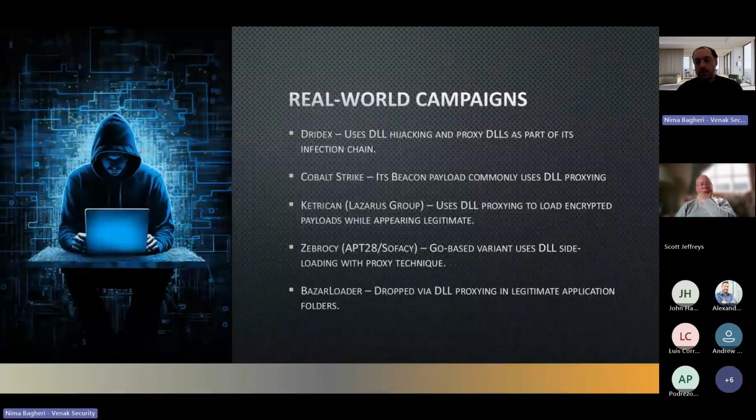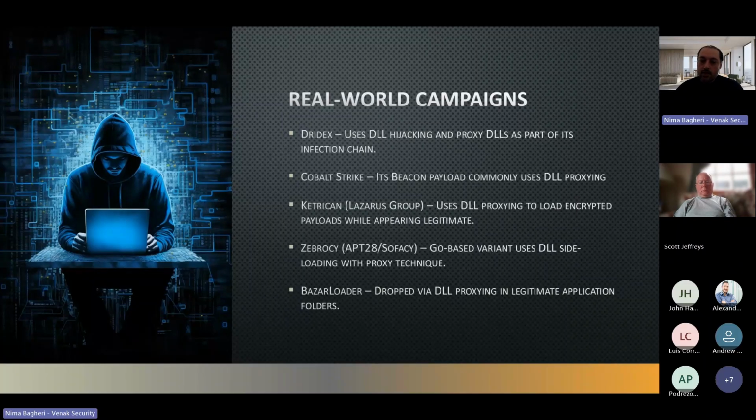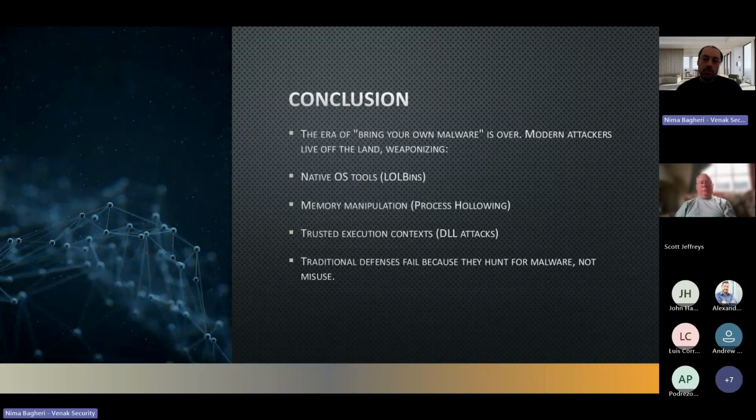Real-world campaigns using DLL proxying or DLL hijacking: Cobalt Strike Beacon payloads commonly use DLL proxying. Lazarus Group, I don't know if you've heard about them, probably you did, use DLL proxying to load encrypted payloads. APT28 has been using DLL side loading for phishing techniques, and BazarLoader does the same thing, dropping a DLL within a legitimate application folder, just like the examples that we showed you.